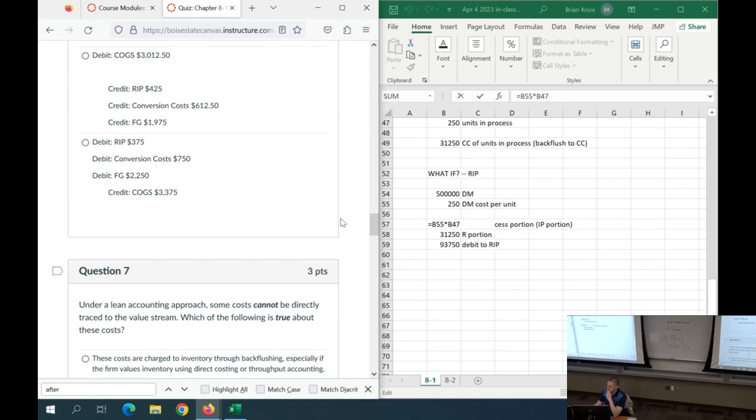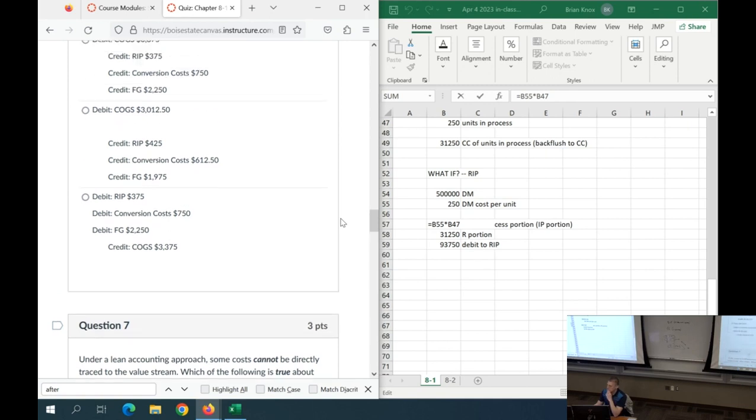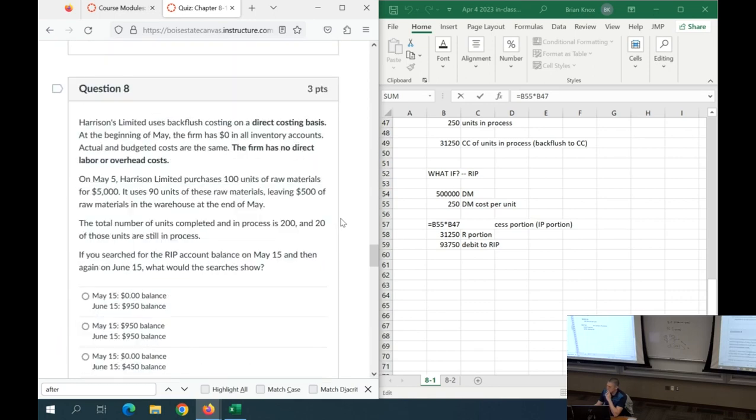Yeah. There's one that asks about a balance on May 15th and June 15th. What's the balance? Yeah, here it is. If you are in this category, this is very much a timing question. This question is really drilling you on understanding the timing of backflush. And that's giving away a bit of the punchline of the question here.